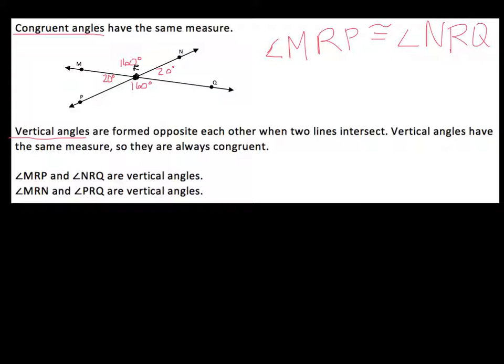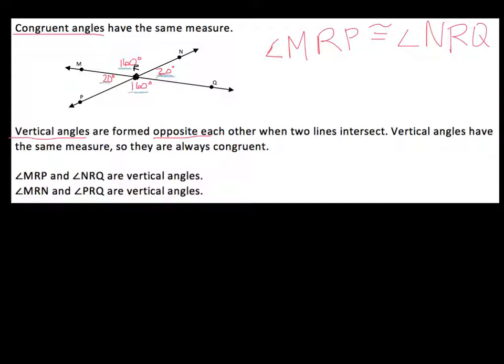So vertical angles are formed opposite each other when two lines intersect. Any two lines intersect, the opposite angles. So in this case we have 20. Angle NRQ is a vertical angle with MRP. They're both 20. They're congruent and they're opposite of each other. Then we also have angle MRN is vertical angle to PRQ because we have these opposite angles, 160 and 160.